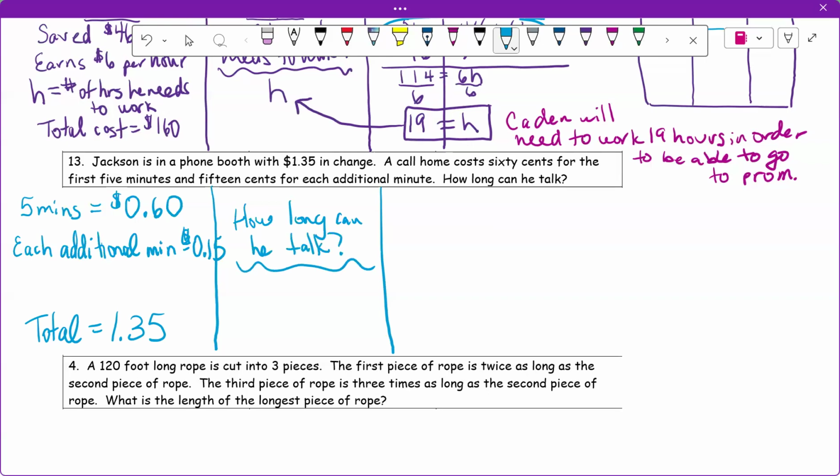Well, do we know how long he can talk right now? We don't, so we need to pick a variable. Let's call that maybe M for minutes, and we're going to define our variable over here. What does M represent? This is a tricky one because we have additional minutes, and then we have the 5 minutes. So is M the total minutes or how many additional minutes he can talk? It's the additional minutes, exactly.